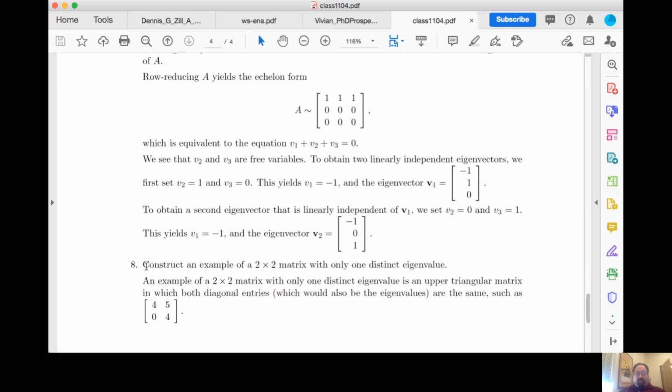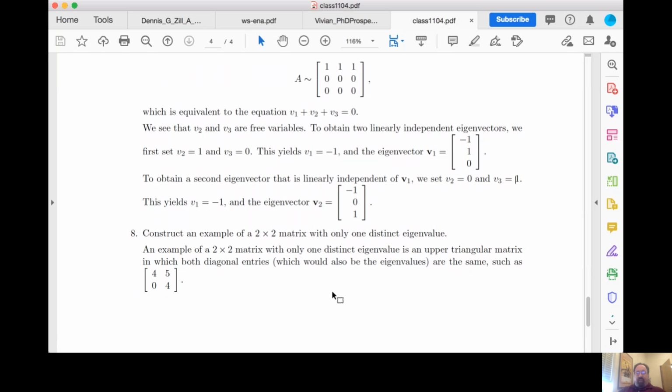Last problem, construct an example of a 2x2 matrix that has only one distinct eigenvalue. So here we can use the fact that the eigenvalues of a triangular matrix just come from the diagonal. So what you could do is make a matrix that's triangular. I happen to choose upper triangular. And then since the eigenvalues will sit on the diagonal, I just have to make the diagonal entries the same so that there's only one distinct eigenvalue. So I put 4s on the diagonal.